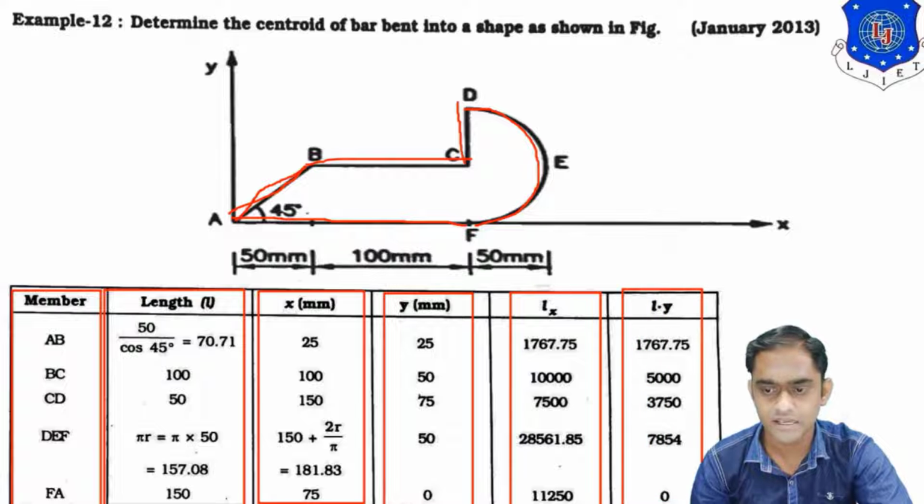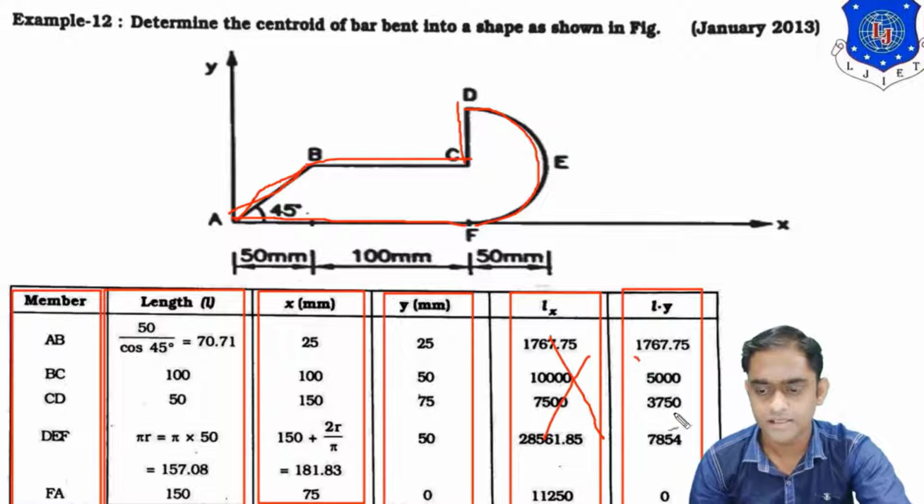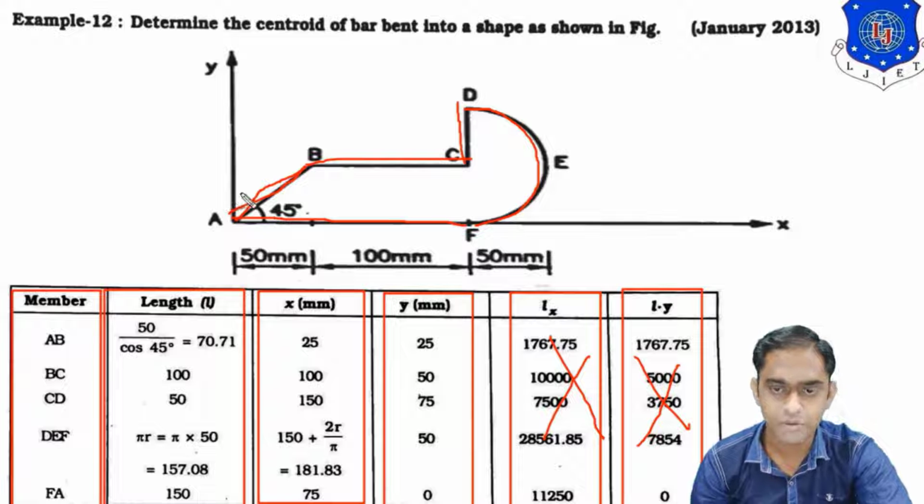This is the length into x, this is the length into y. But the last two columns are not much important for you. Now let us check how things actually work.